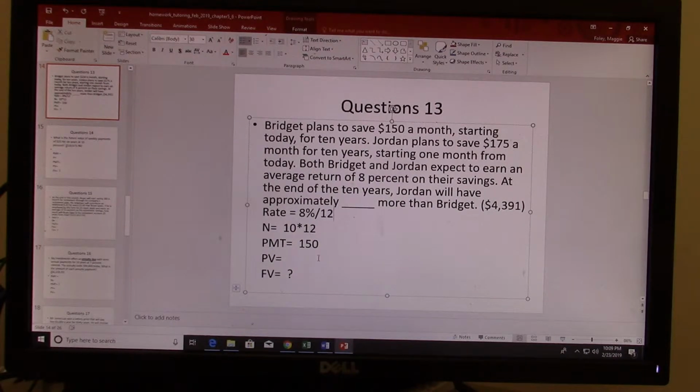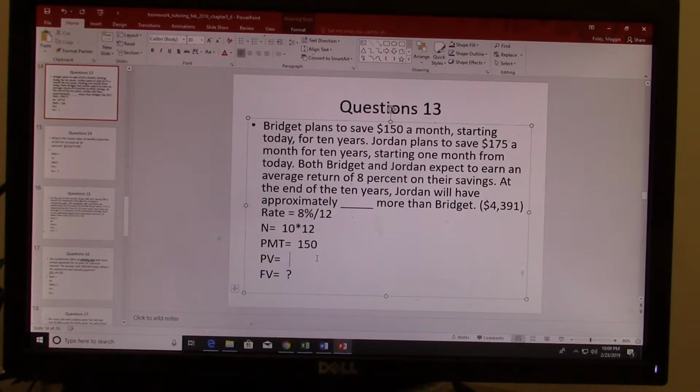The PV for Bridget. Present value should be how much is in your account when you open this account. For Bridget, she put down $150 right away. So the present value, she has $150 in her account right now. So her present value should be $150. The future value is the question mark. Right, so this is the input for Bridget.